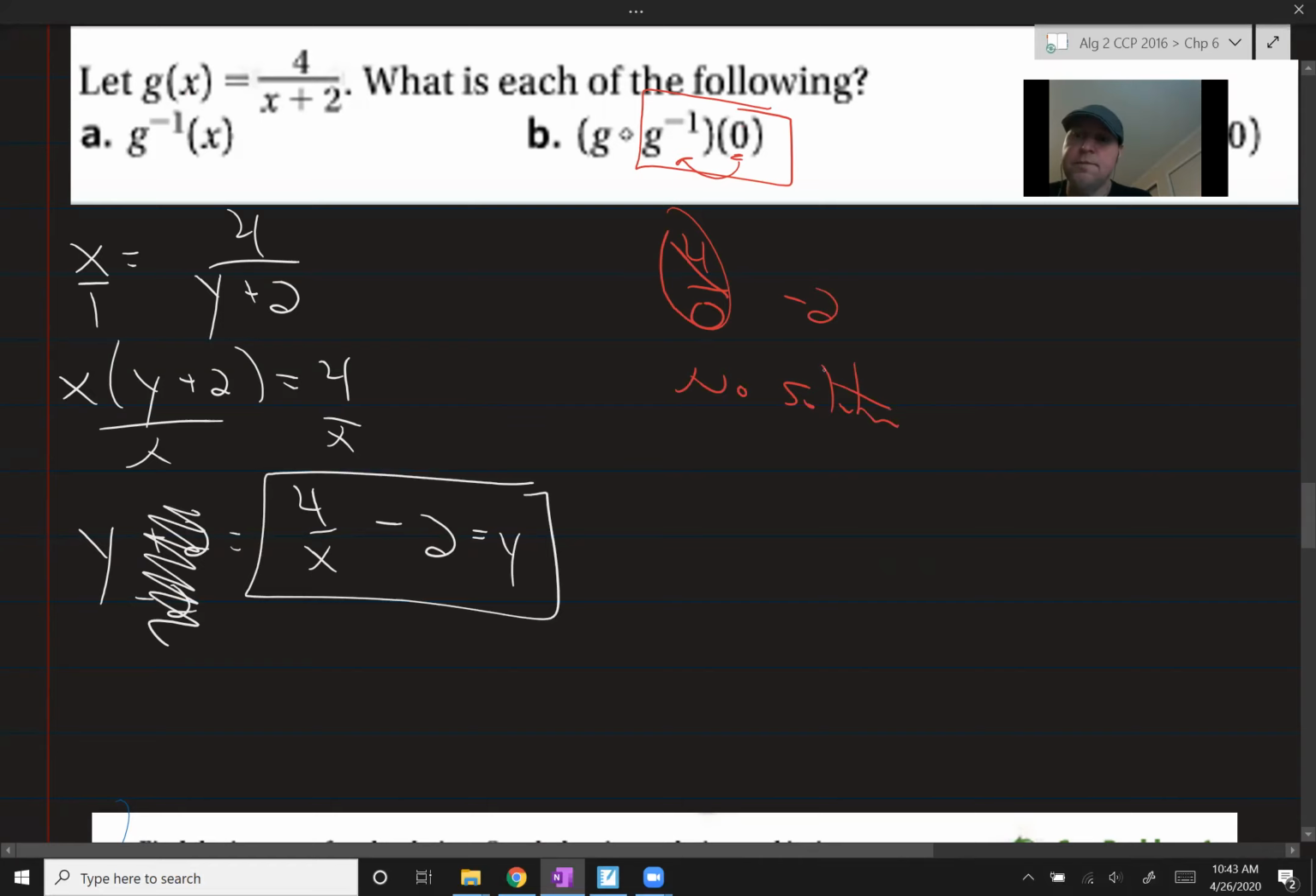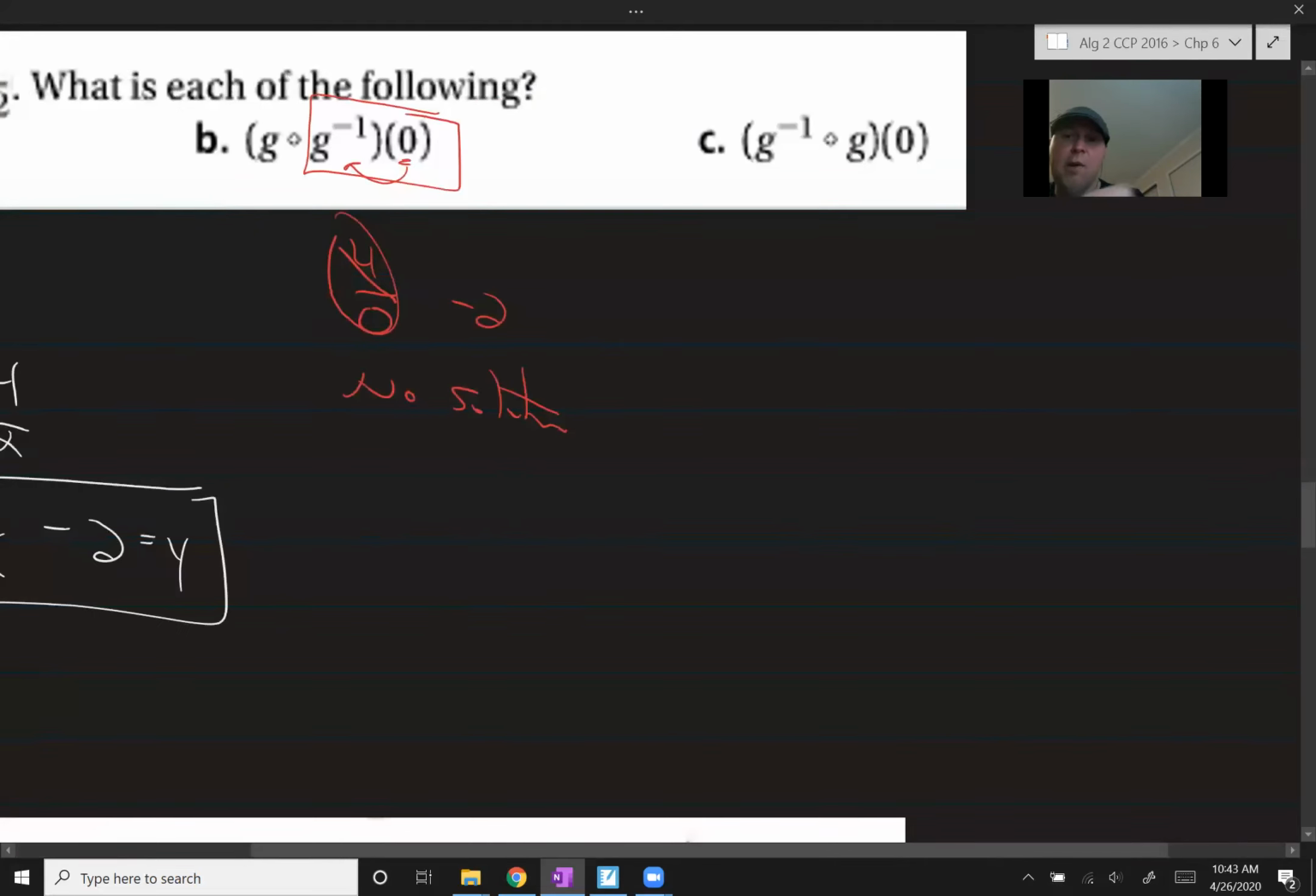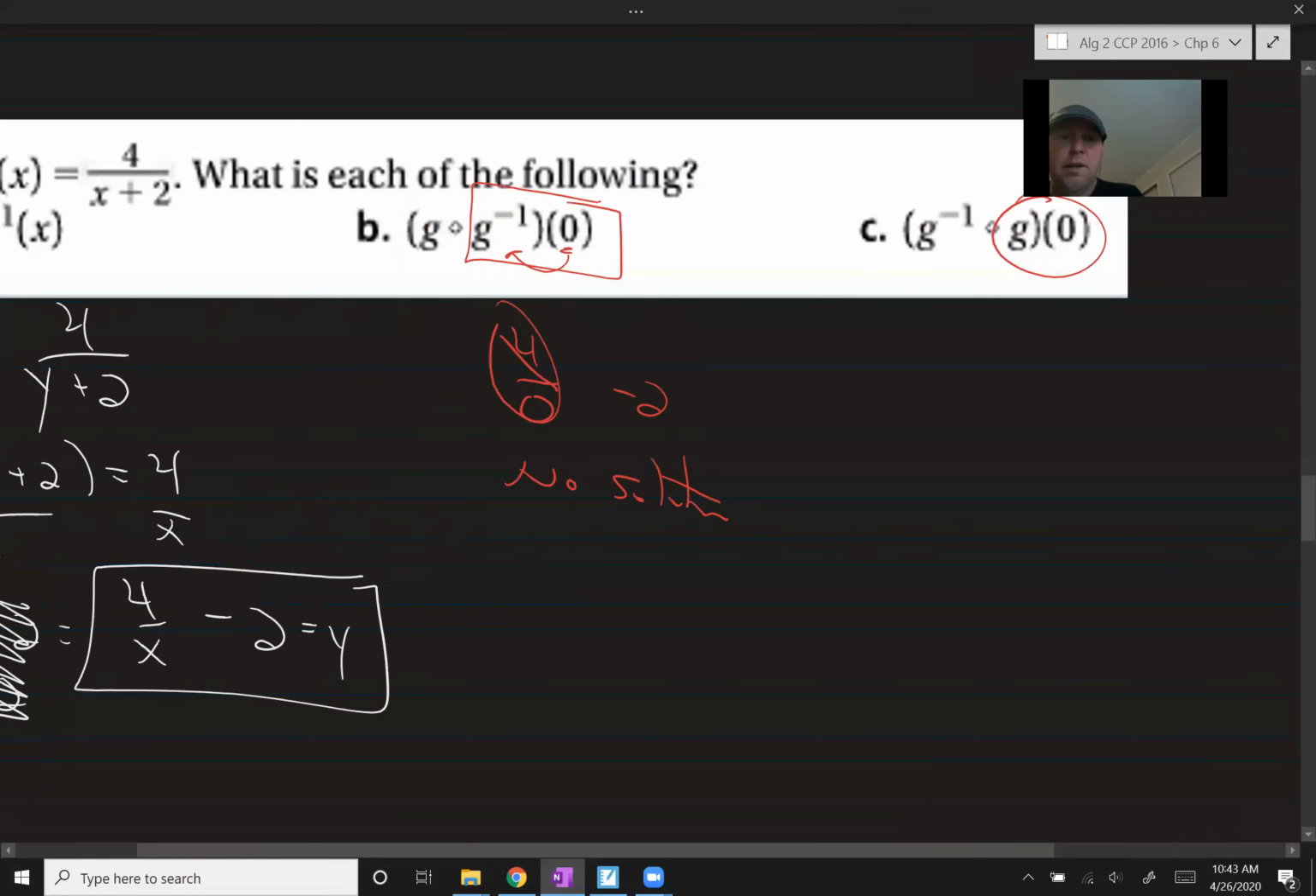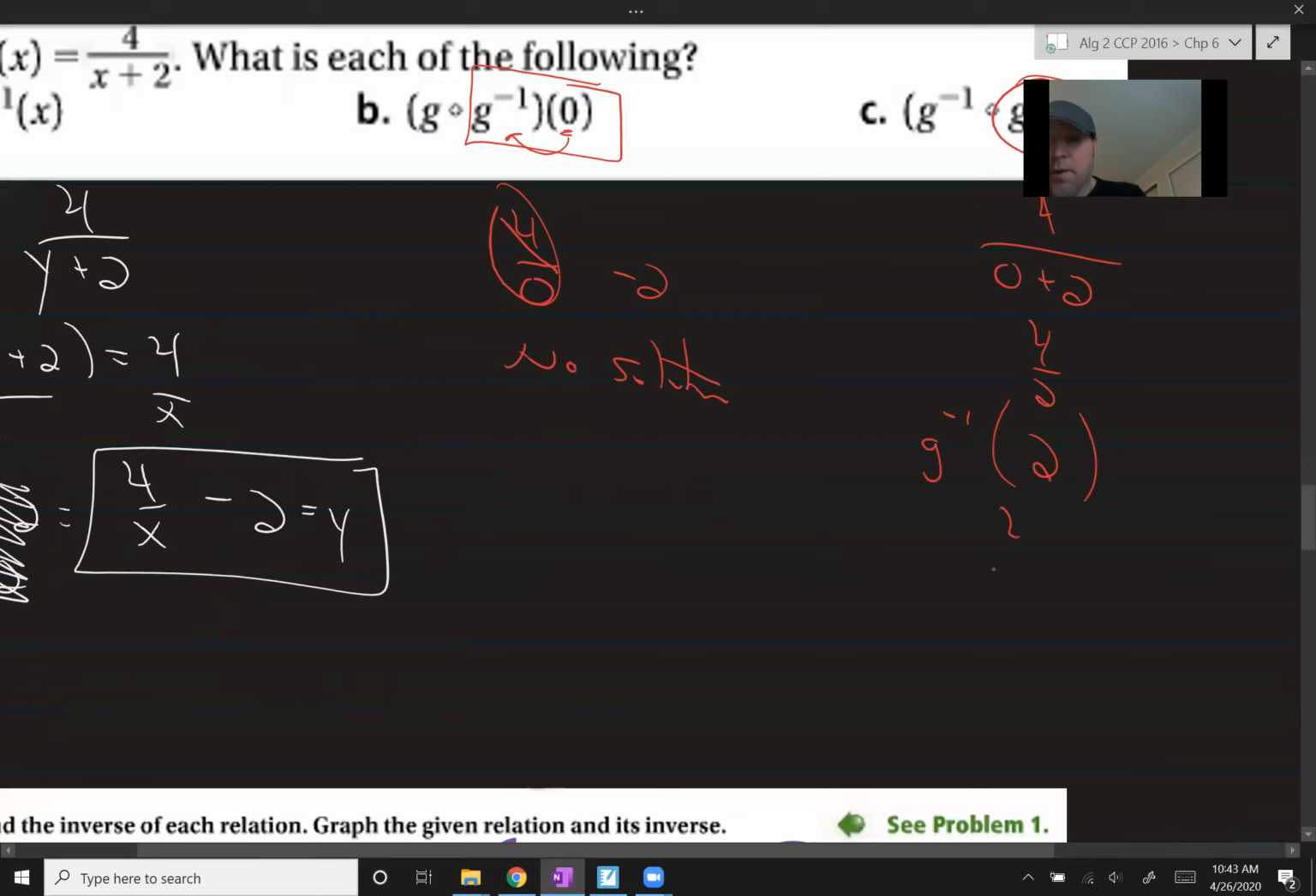Well, that wasn't very helpful. Let's see what the other one does. Okay, so now I want to put 0 into the original. So I got 4 over 0 plus 2, because that was our original. So that's 4 over 2, which is 2. And now they're saying, put that into the inverse. So here we go, 4 over 2 minus 2. So 4 divided by 2 is 2. 2 minus 2 is 0. All right, so that works. Okay, we can get 0, but there's a chance of getting a no solution as we deal with some of these fractions, and that's perfectly okay.